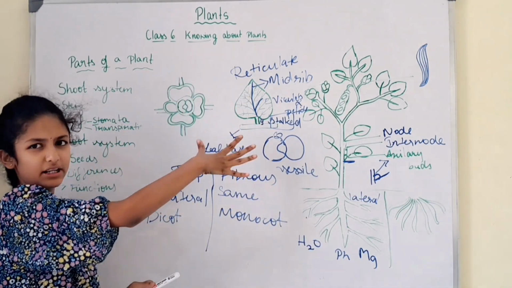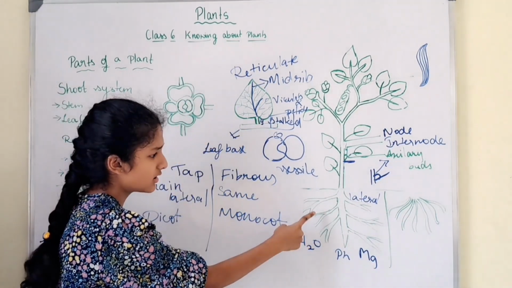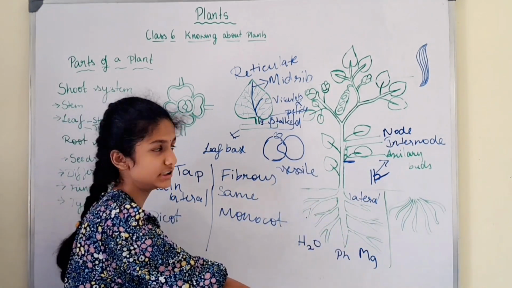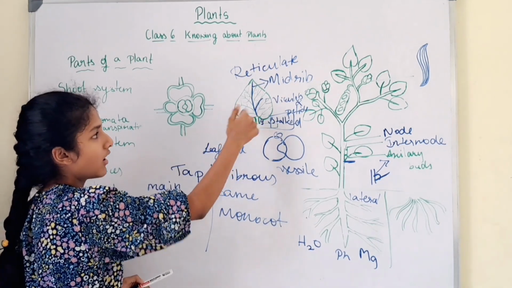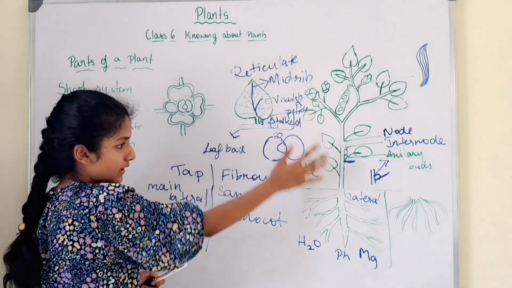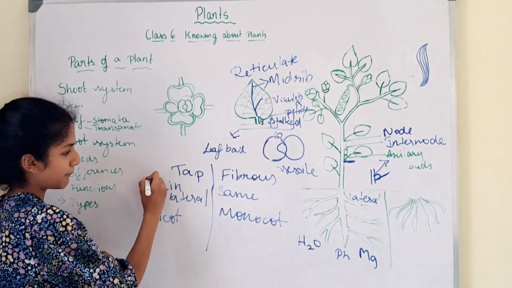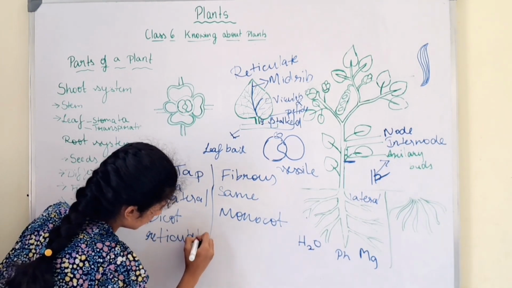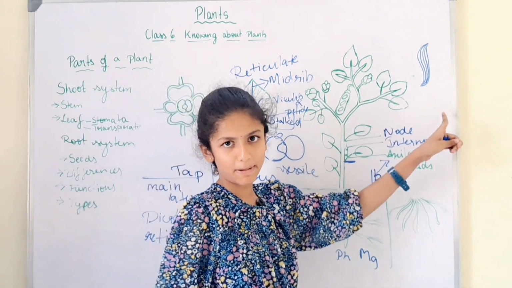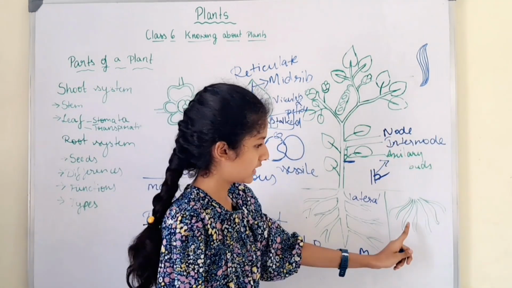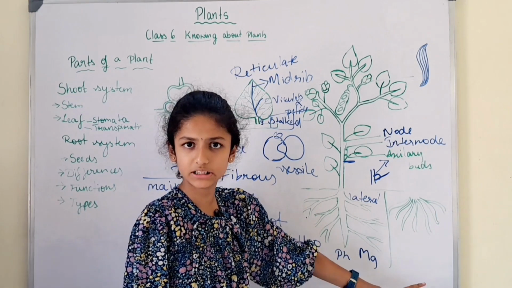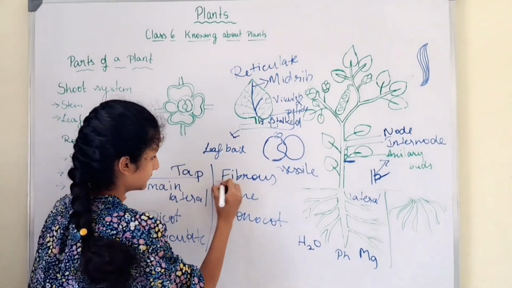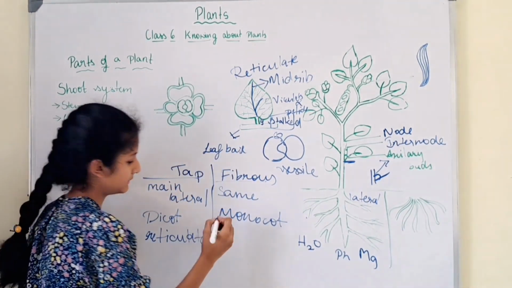Now, reticulate, net-like. Here also you can see from the main root, other lateral roots are branching out. From the midrib, all veins are branching out. So, reticulate venation comes under taproot system. And all are parallel to each other. Here, see, everything is parallel to each other, all are similar to each other. So, parallel venation means fibrous root.